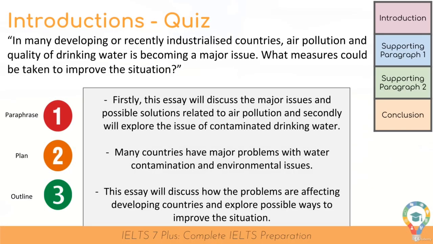In many developing or recently industrialized countries, air pollution and quality of drinking water is becoming a major issue. What measures could be taken to improve the situation? Pause the video and read through the 3 introduction sentences below the question. I want you to try and figure out which of these 3 sentences links with the 3-step introduction process of paraphrase, plan, and outline. Pause the video now and link the steps to the sentences.